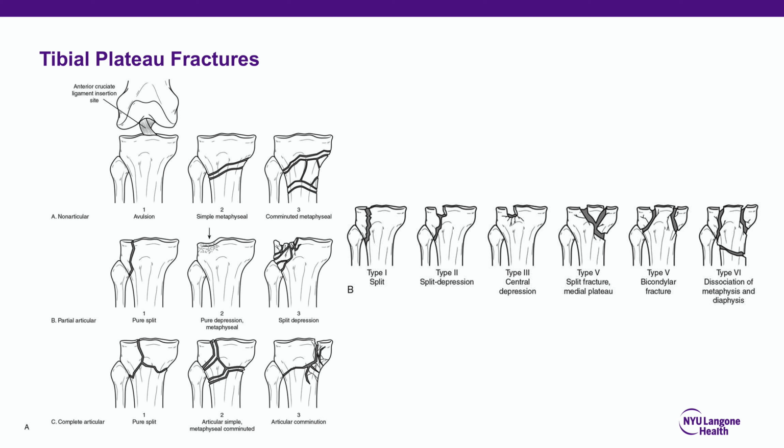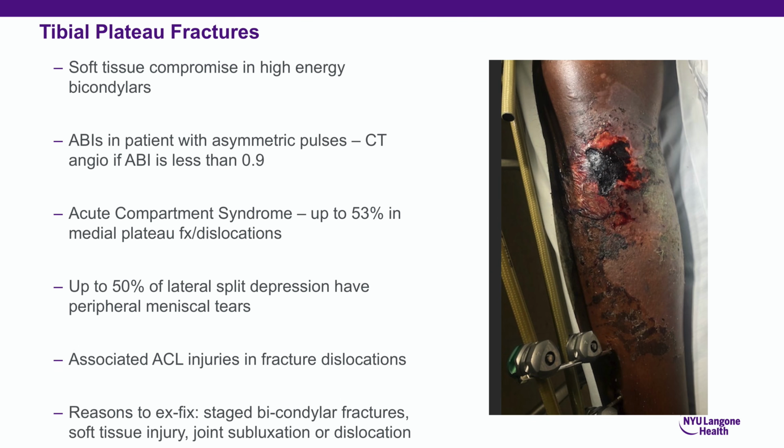In the Schatzker classification, Schatzker 1 through 3 are lateral-sided injuries and are typically less high-energy injuries. 4 through 6 are high-energy injuries, and 4s are associated with knee dislocations. With these injuries, think about damage to neurological structures as well as risk for compartment syndrome. External fixation plays an important role in maintaining length and reduction as well as soft tissue monitoring, especially in the higher energy Schatzker classifications, such as 4, 5, and 6.